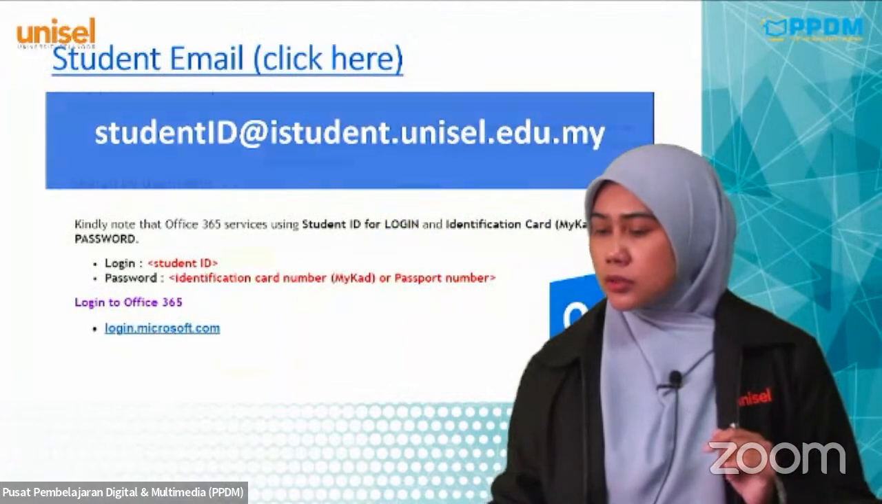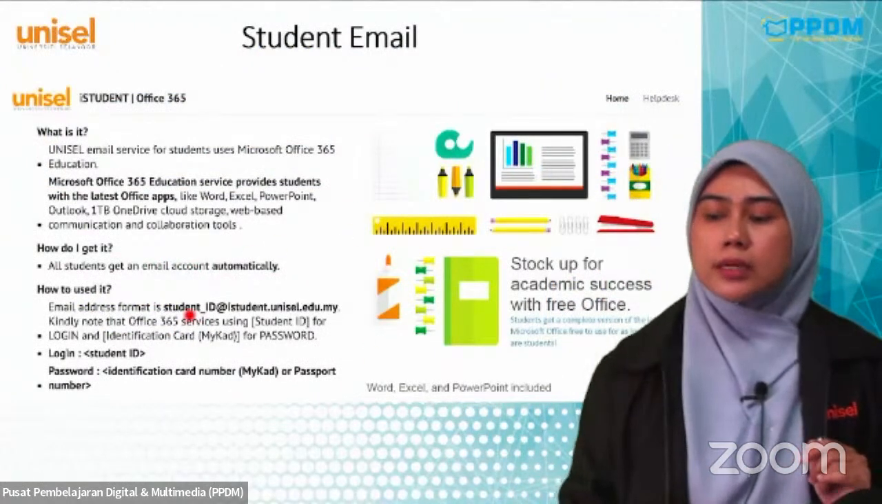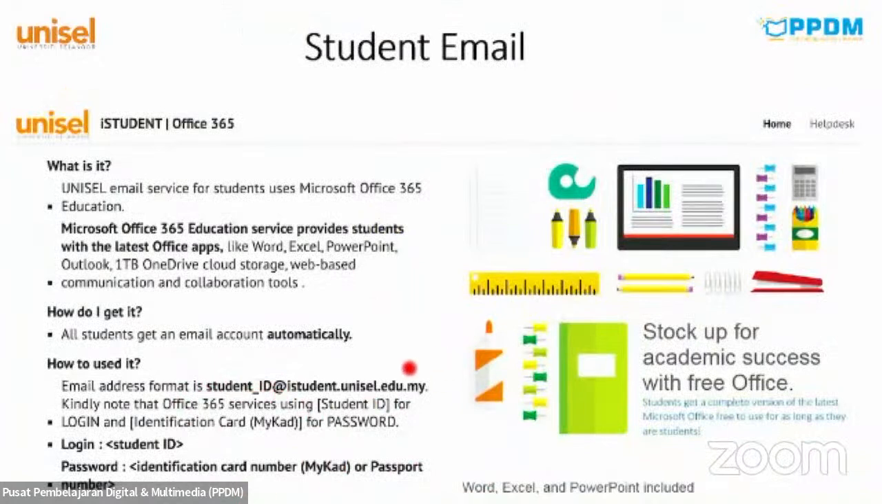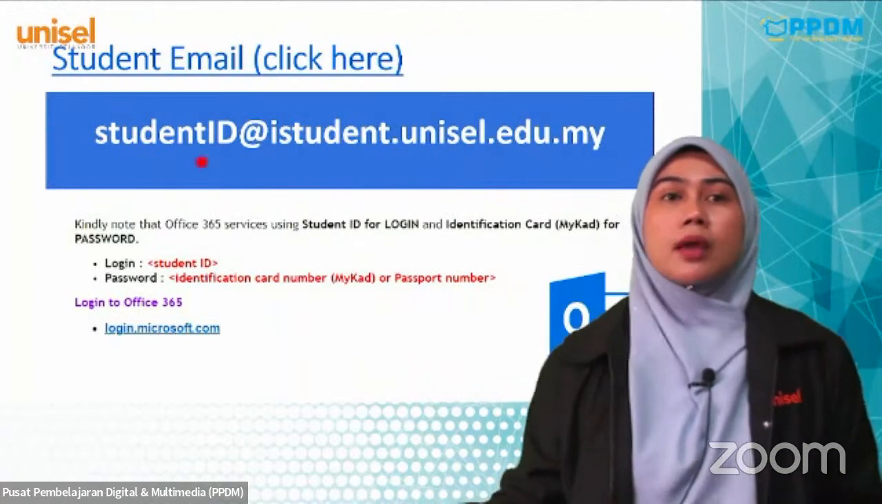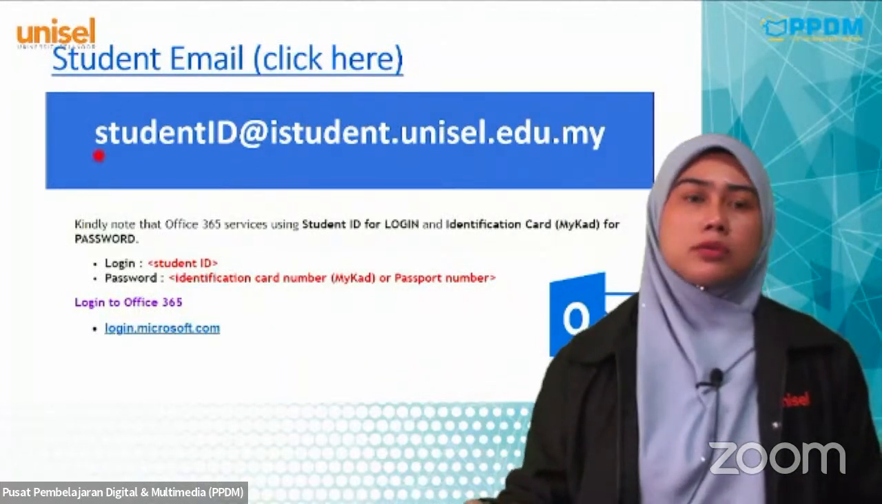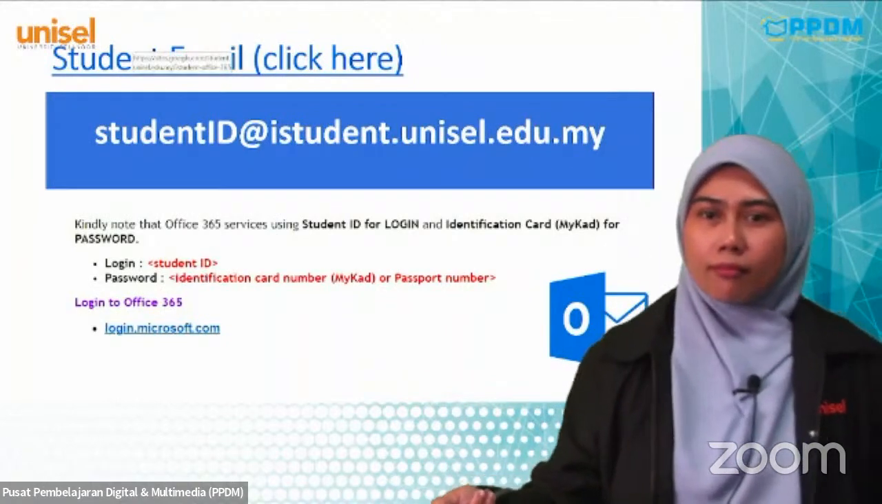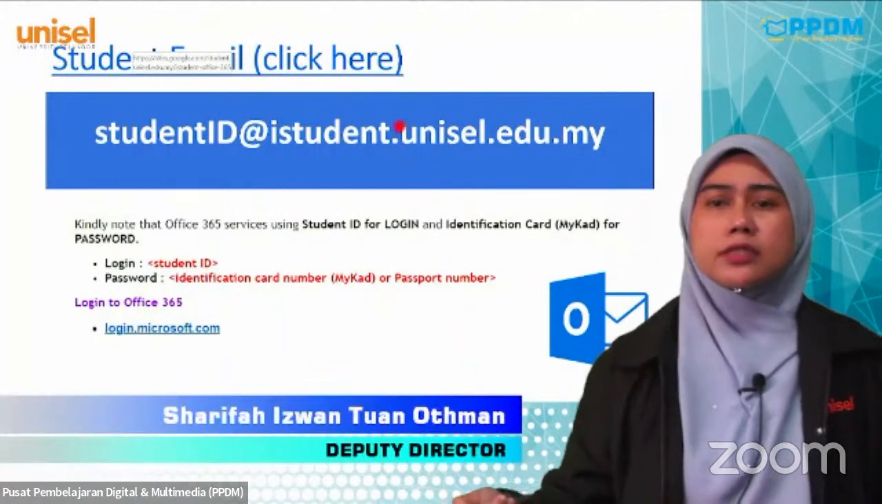Another thing is you need to activate your iStudent email, where the login will be your ID number, and the password will be your IC number or the passport number if you are an international student. Okay, so this is how the student email looks like. You have the student ID, like 1, 2, 3, 4, 5, 6, 7, 8, at istudent.unicel.edu.my. I think you need to frequently check this email because lots of updates and responses will be sent here.